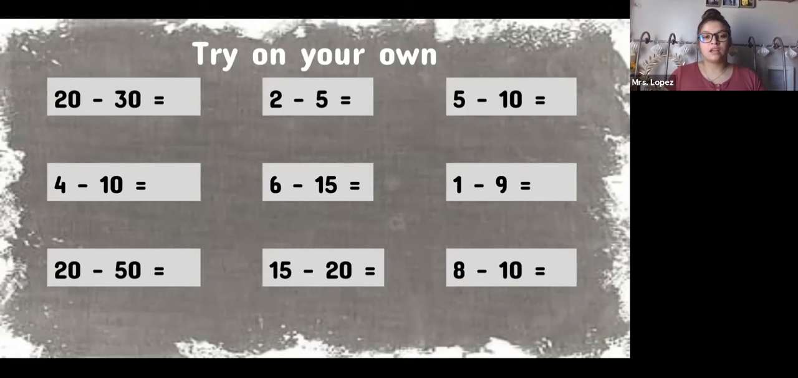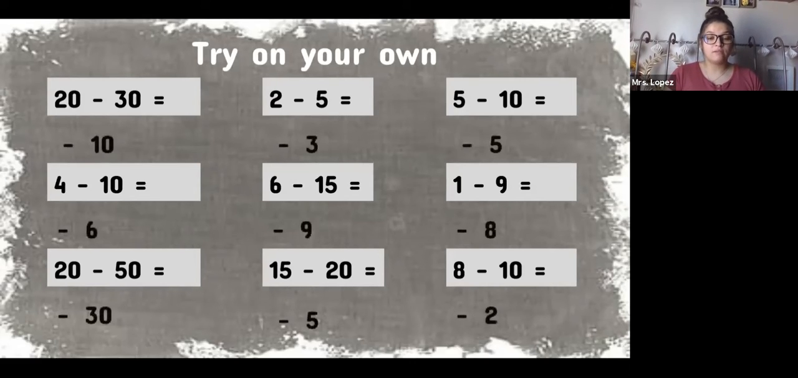Okay, so now that you're back and you've finished the problems, we know that 20 minus 30 is going to be -10. And 2 minus 5 is going to be -3, and 5 minus 10 is going to be -5, and so on. These are the answers to the rest of the problems. 4 minus 10 is -6.